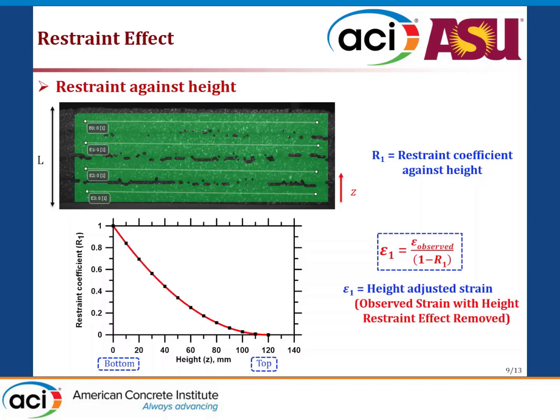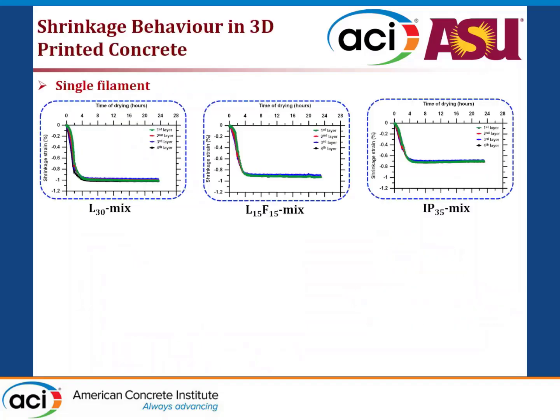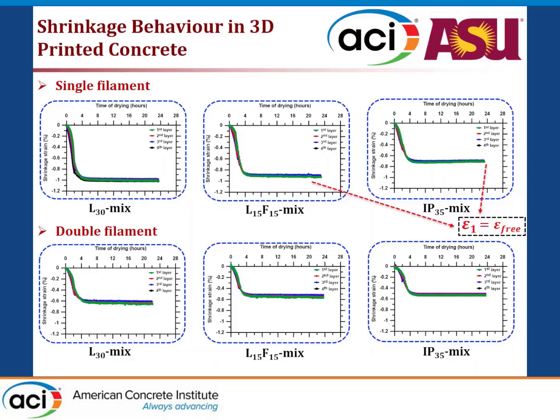Once you have this, you can use the E1 equation to remove the restraint effect from height. Now we see that for different mixes, when we remove the restraint effect from height, the values are similar. It's because of the higher restraint on filament 1 that we see lower shrinkage readings, while in filament 4 we see higher shrinkage readings, because free shrinkage is always higher than restrained shrinkage, right? So would it similarly correlate in the double filament? Yes. In double filament also, if we remove the restraint effect, we see similar values, at least for the 4 layers.